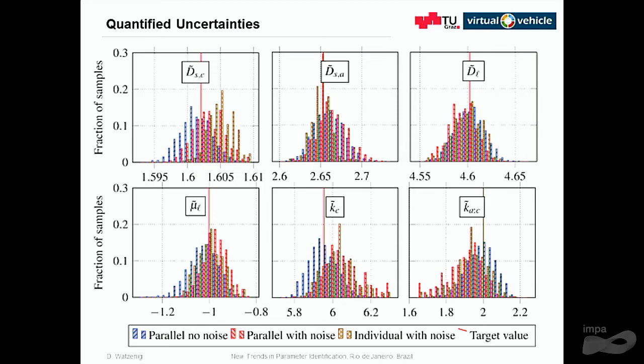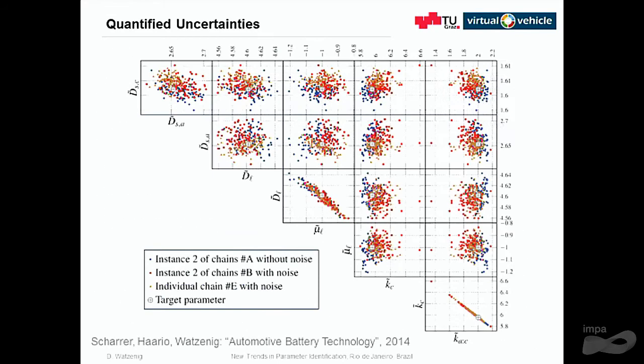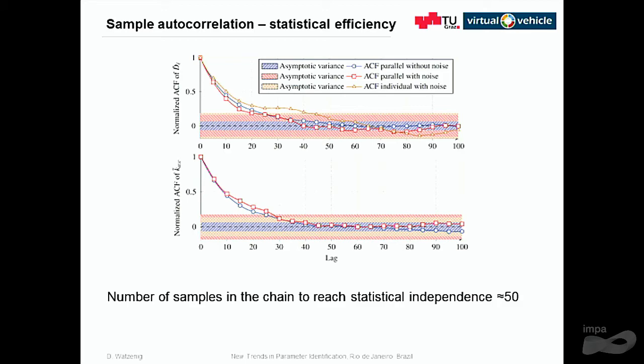I'll show you the results for different diffusion coefficients and the porosity coefficients, which are quite important, that we could work out with the parallel method, with and without noise, and with the single procedure in the MCMC. We could see that the parallel case with noise gives us more or less the range of parameters, which is quite important. The parallel case, with noise and no noise, is independent and is of course the fastest way compared to the individual way to work out those uncertainties.